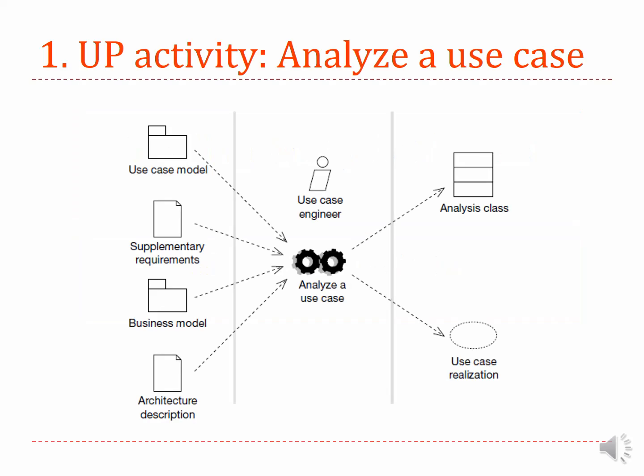So the first activity is a UP activity, analyzing a use case. Before designing the software system, we first analyze the requirements. In the Unified Process, one important activity is analyzing a use case. During this stage, we identify the important objects involved in the problem domain and understand their responsibilities. These identified objects later become analysis classes, which form the foundation for creating the system design.